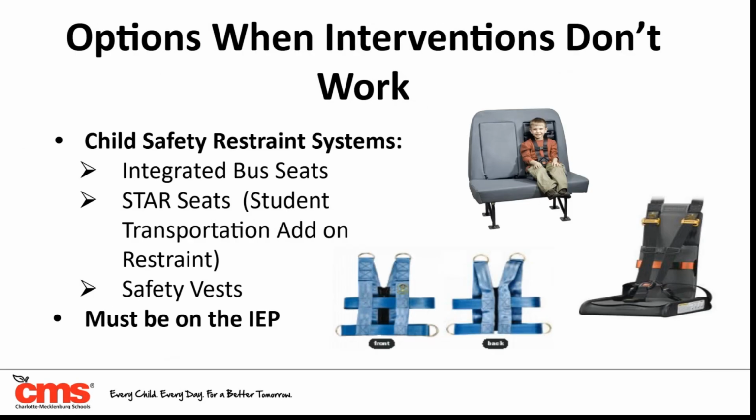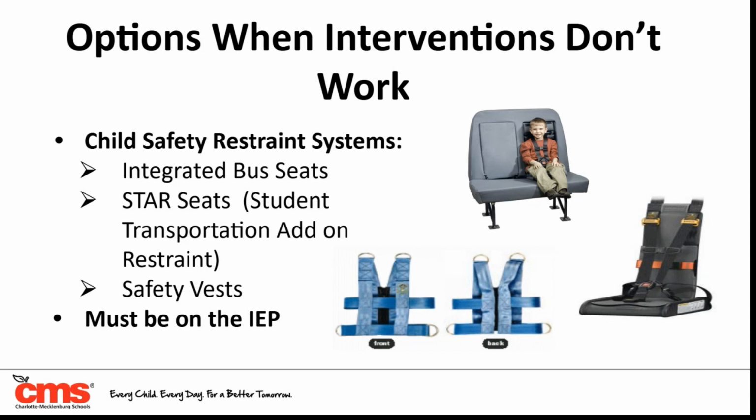Options when interventions don't work. Child safety restraint systems can be used through an integrated bus seat, star seat, or safety vest. You can see those to the side here. The student at the top is sitting in an integrated bus seat. The star seat is to the bottom right, and the safety vest is to the bottom left. These are all examples of a child safety restraint system, and they must be documented on the IEP in the transportation section.